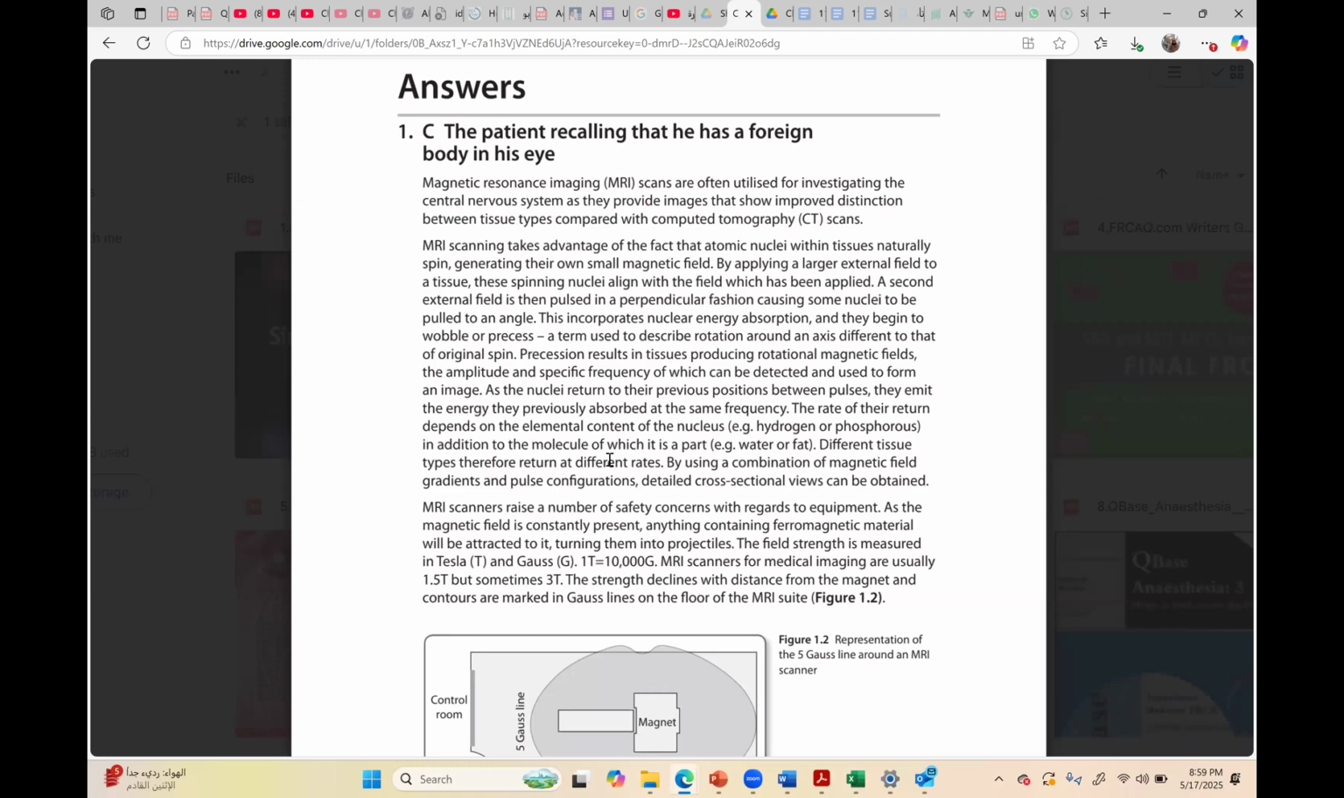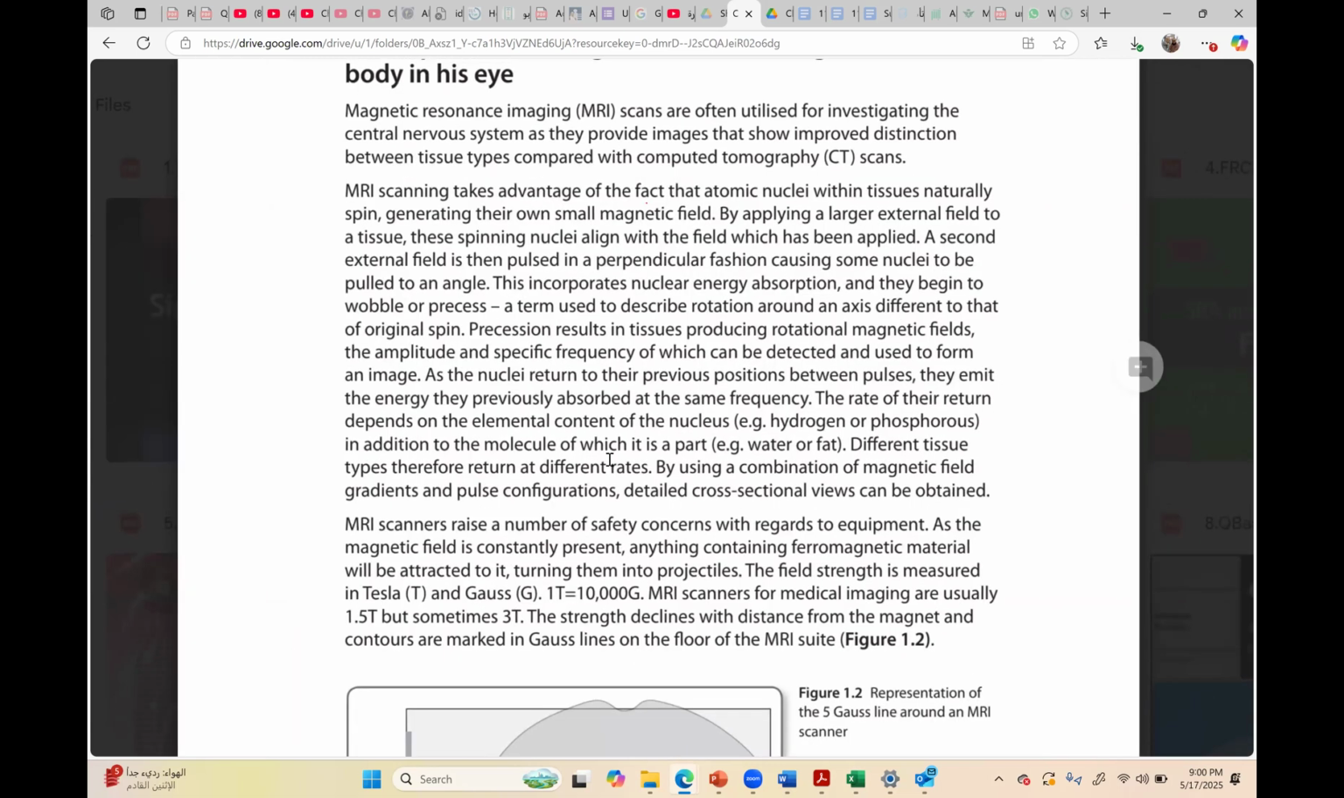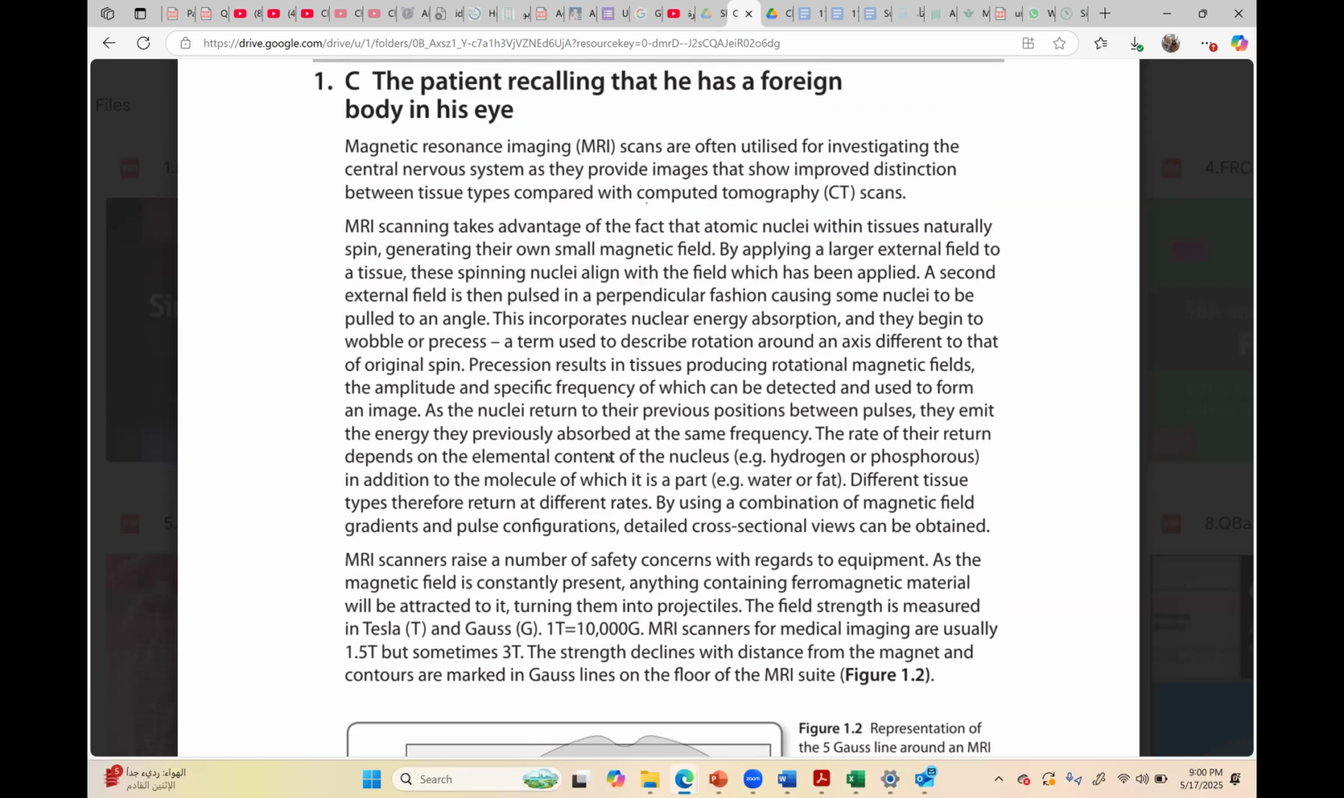So we will just read out. MRI scans are often utilized for investigating the CNS as they provide images that show improved distinction between tissue types compared with CT. So now in another point, you can just revise what is the difference between CT and MRI. Okay, what is the basic difference, what are the radiation problems, what are the advantages, how you interpret. I'm not very good in radiology, unfortunately, but you should identify what is the difference in the appearance between CT scan and MRI. So this is another point you can revise when you are reading this line.